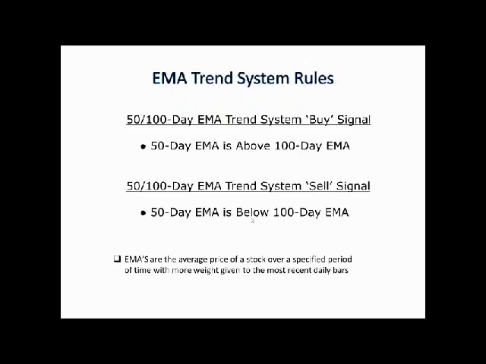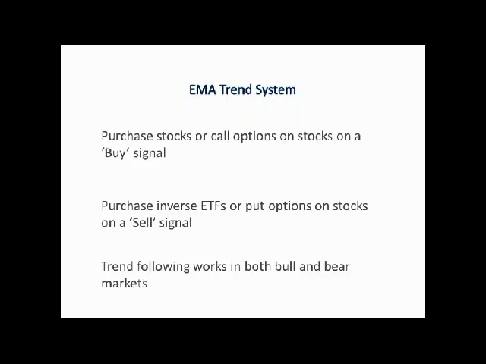If the 50-day exponential moving average is above the 100-day, then that stock is on a buy signal. And if the 50-day exponential moving average is below the 100-day EMA, then that stock is on a sell signal. And if a stock is on a buy signal, we'll purchase the stock or a call option. And if the stock is on a sell signal, we'll purchase ETFs or put options on the stock.